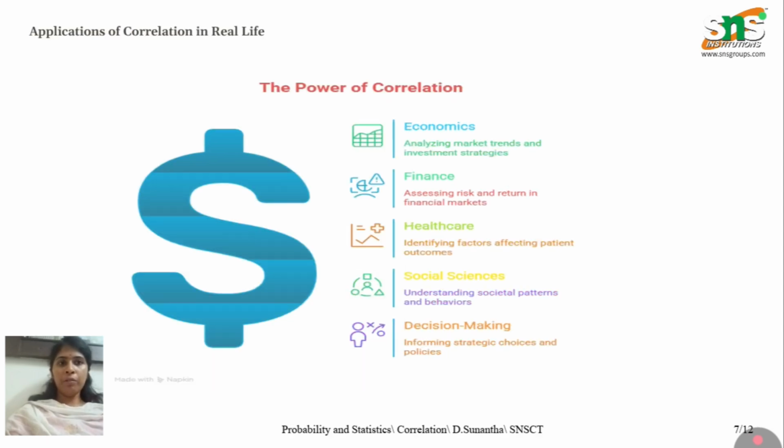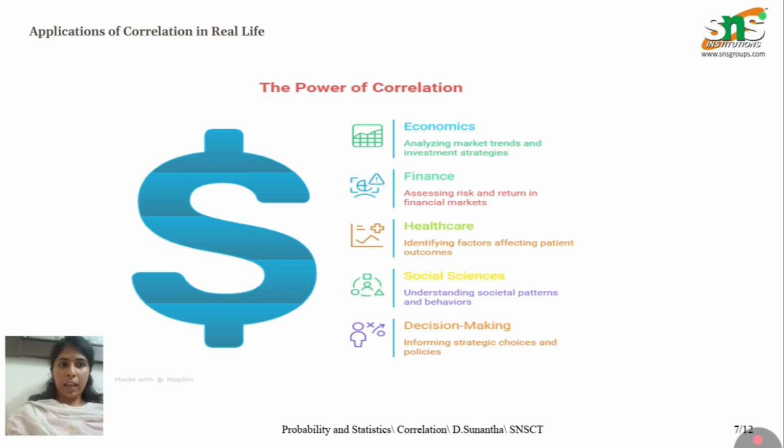Next is the power of correlation. So where and in what all we can apply this correlation. So in economics, this correlation is applied to analyze market trends and investment strategies. Next, in finance, assessing the risk and return in financial markets. So since it is the study of relationship between two variables, how well this x and y are connected is identified, then we can use this for risk analysis.